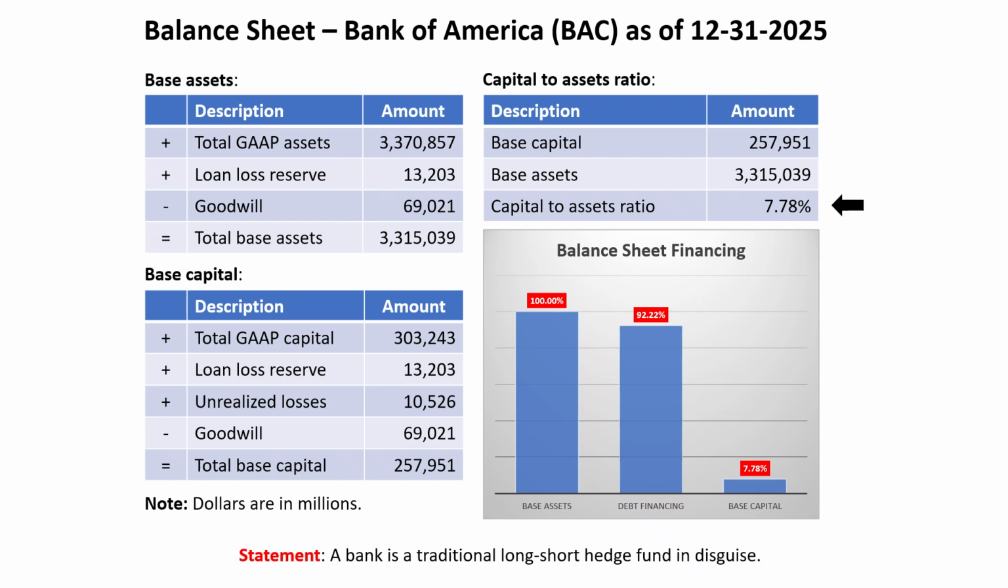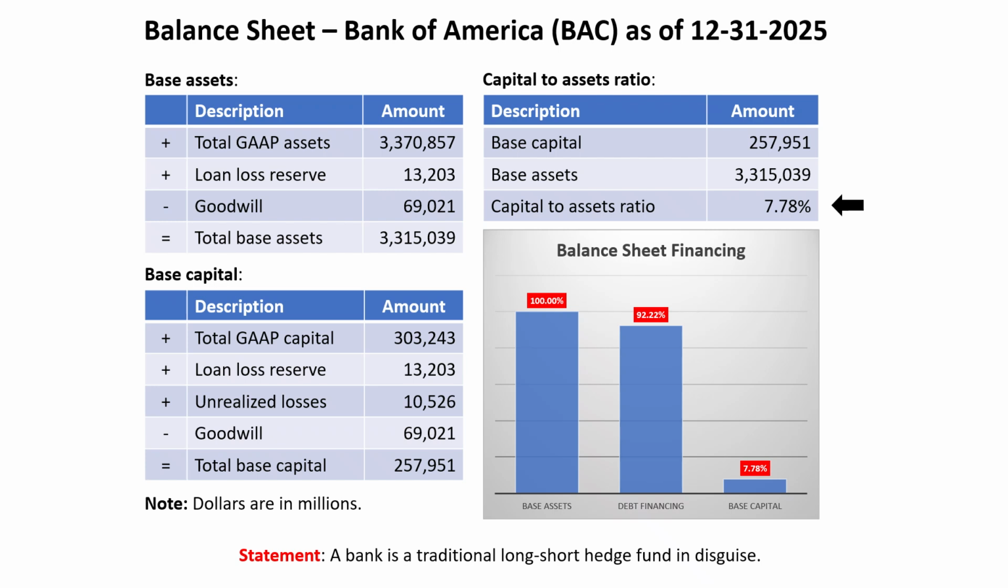We want to do the same thing with capital. We start with total capital, GAAP capital, which is the 303 number. We add in the loss reserve, the loan loss reserve, because that's a capital bucket that we net against our loans receivable. But in this case, what we want to do is we want to count that as capital because that's what it is. And then we add back the unrealized losses. These are the losses on whenever interest rates rise, like they have recently.